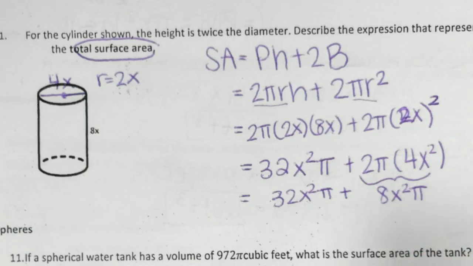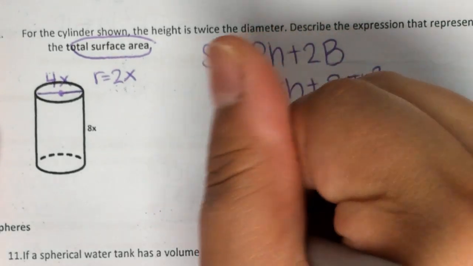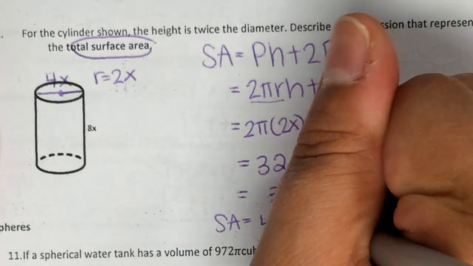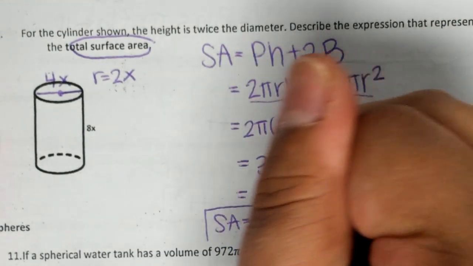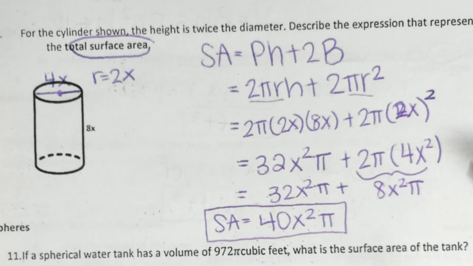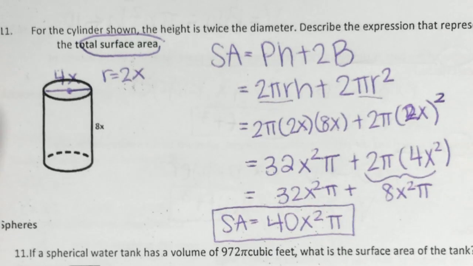Can I add these together? Why? They're like terms. They both have x squareds. They both have pi. So what's 32 plus 8? So 40x squared pi. And do y'all agree that looks really crazy? But do you also agree we just plugged in what we knew and just kept going? Okay.